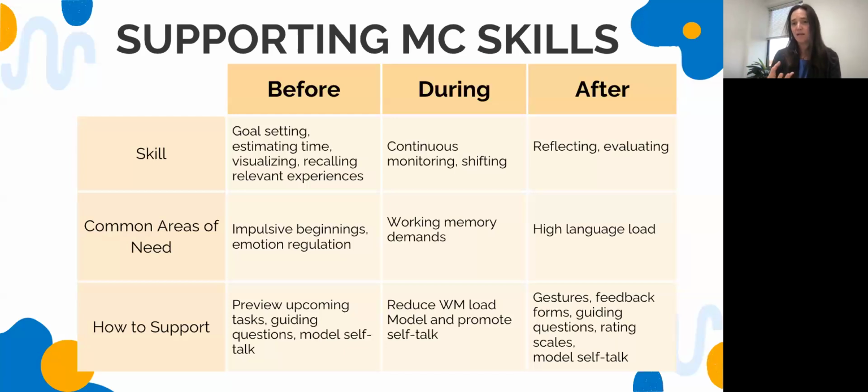Maybe they don't remember exactly how the last time went, or they can't recall the relevant experience, but they have an iffy feeling about it, so some of those emotions are coming up. And so to support this, we can preview the upcoming task, so as much as possible show what that outcome should look like. We're asking guiding questions and modeling self-talk.